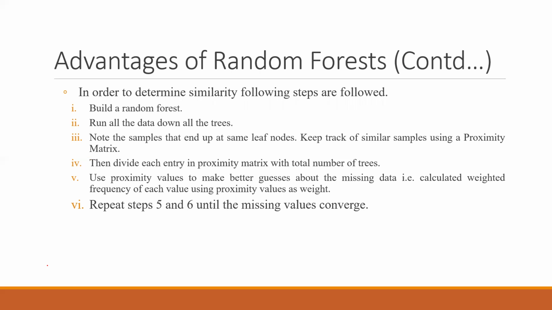This is done in the coming slides in an example, but I will explain it in detail later on. Using the proximity values to make better guesses about the missing data, we calculate the weighted frequency of each value, using the proximity values as weights. So the proximity values from the proximity matrix decide how the missing data has to be filled. And repeat points 4 and 5 until the missing value converges.